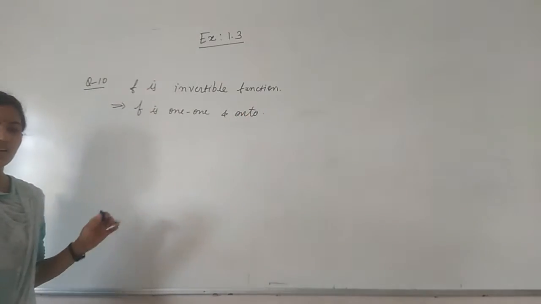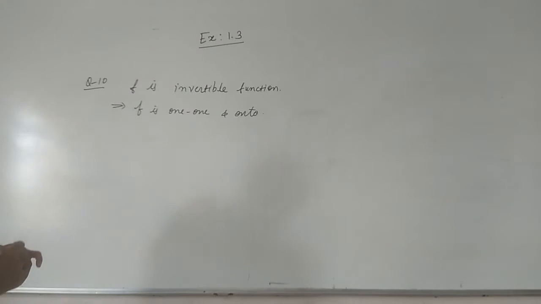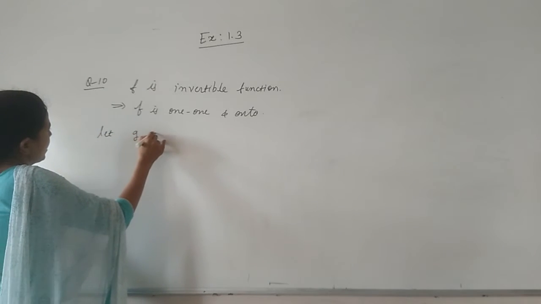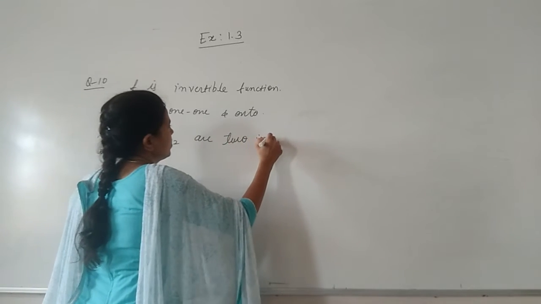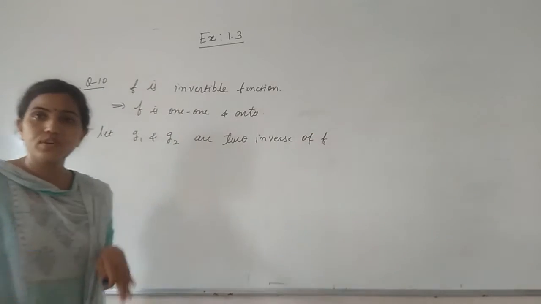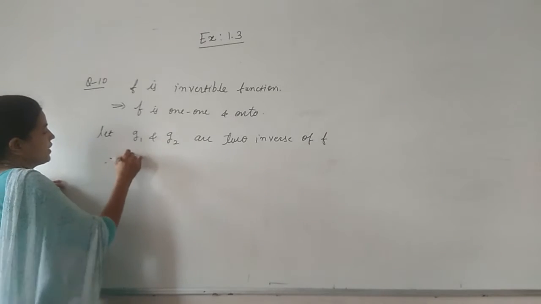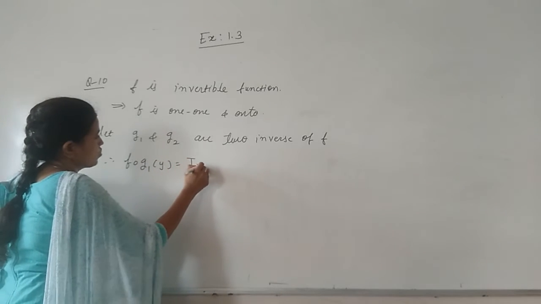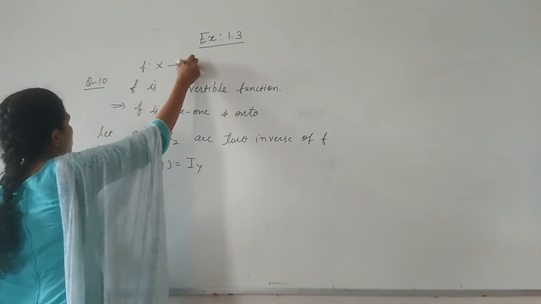Okay. If f is invertible, then it is clear that it must be 1-1 and onto. If f is 1-1 and onto, now we can write down: let G1 and G2 be two inverses of f. So there are two inverse functions we can find, that is G1 and G2. Therefore we can get f composition G1 of y is equal to identity on y. Okay, here the function f is from X to Y.